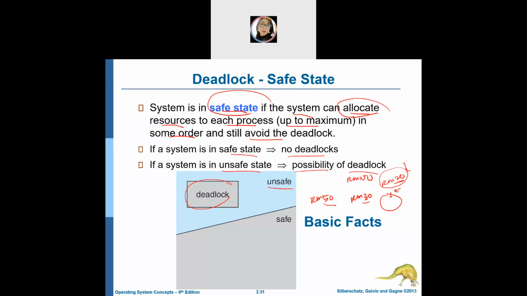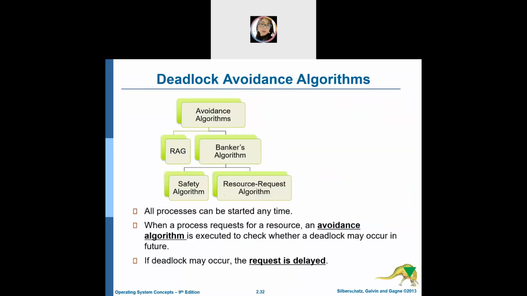So there will be possibilities also. But sometimes you say, okay, I'm going to spend just RM10 only for dinner. So it is still unsafe, and there is a possibility also to have a deadlock. Okay, so deadlock avoidance algorithm.